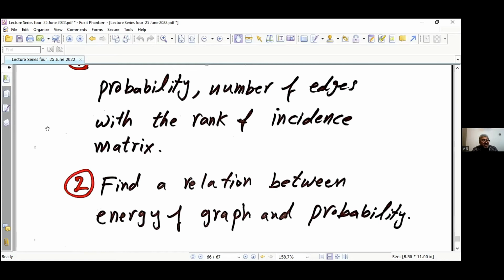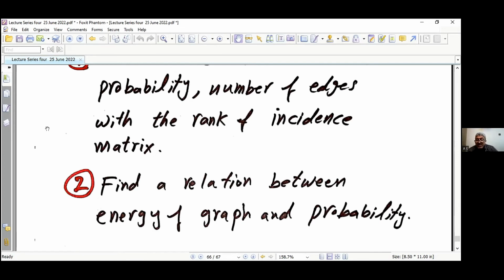The probability is not an integer, mostly it is a rational number, but the energy, of course, because energy is the sum of absolute values of all eigenvalues, sometimes is an integer, and sometimes maybe is not an integer.